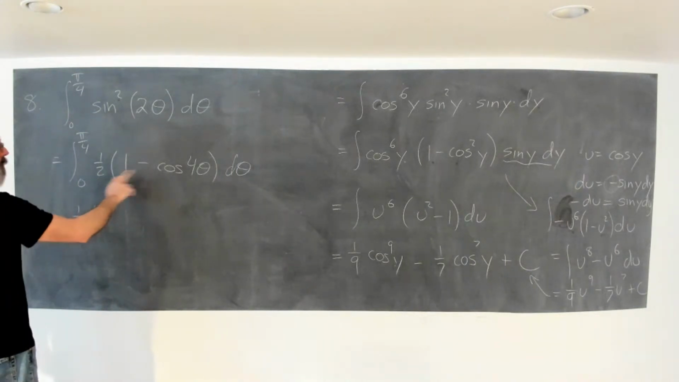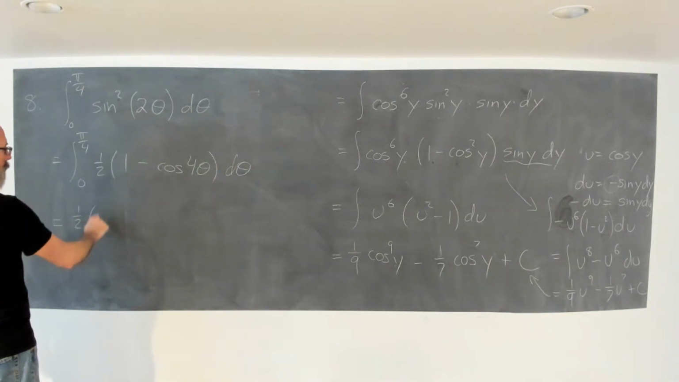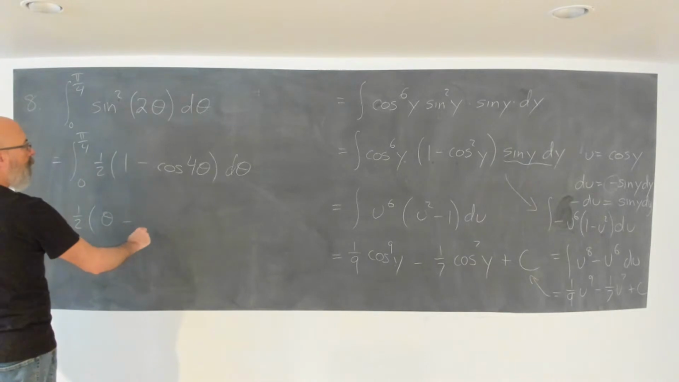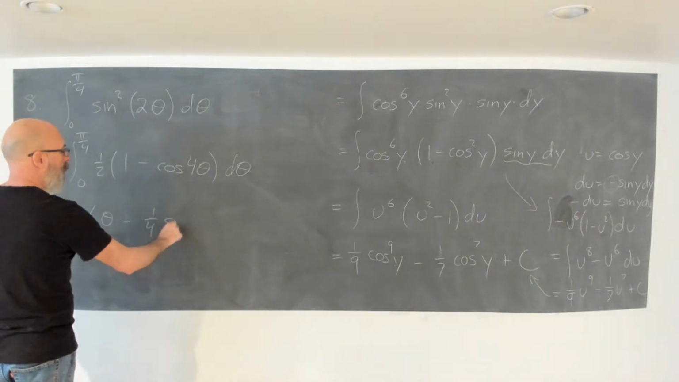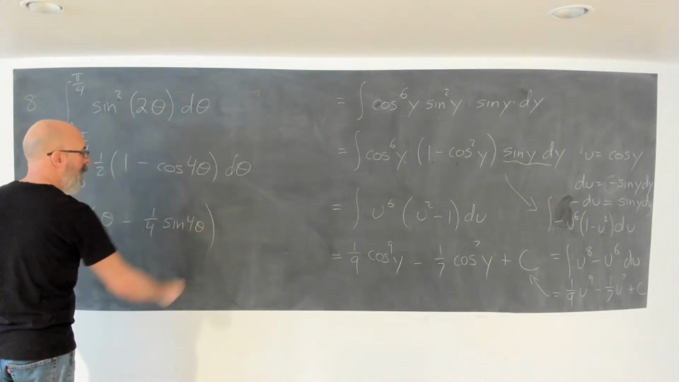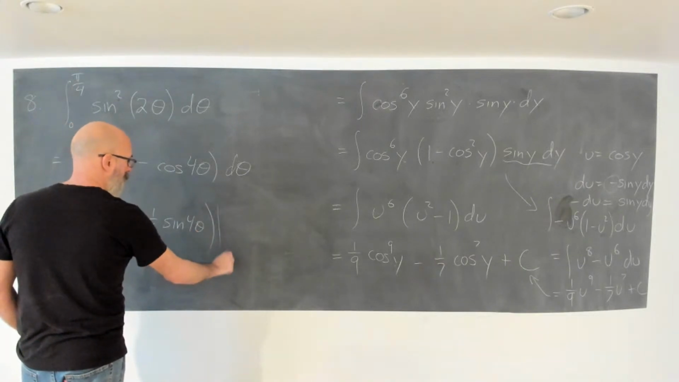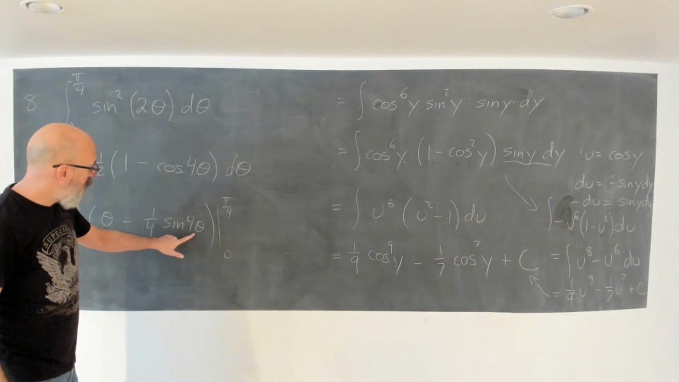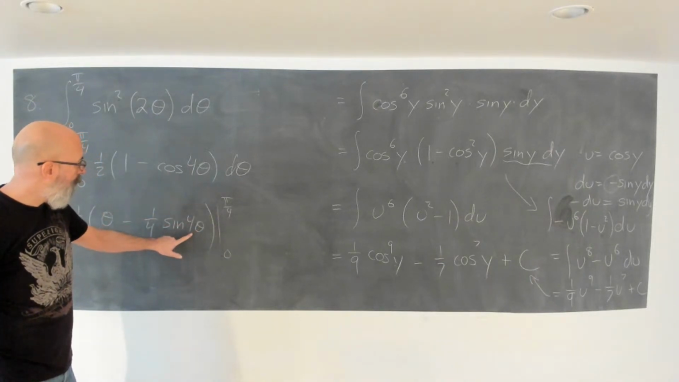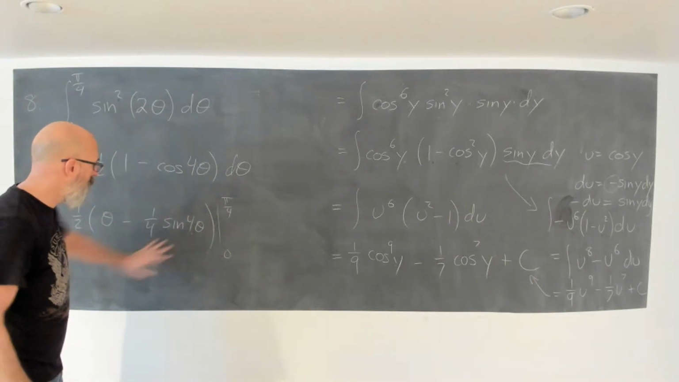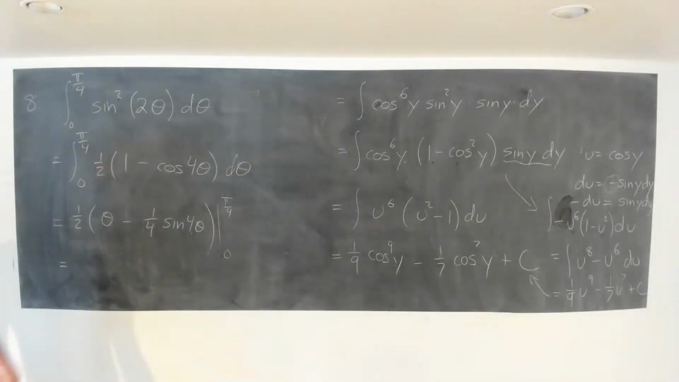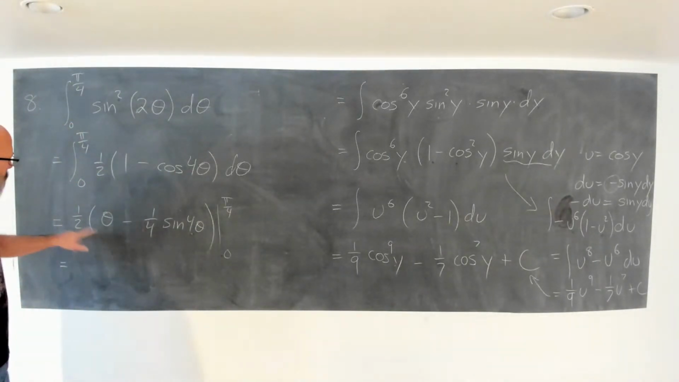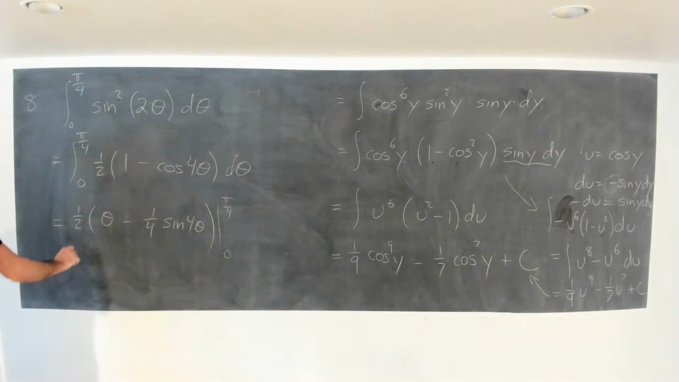Let's take the 1/2 outside. This is antiderivative theta minus 1 over 4 sine 4 theta between 0 and pi over 4. Sine of 0 is 0. Sine of pi is 0. So this doesn't bring anything to the answer. And we just get pi over 8.